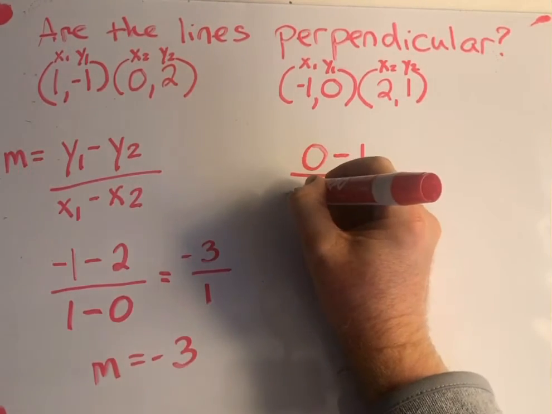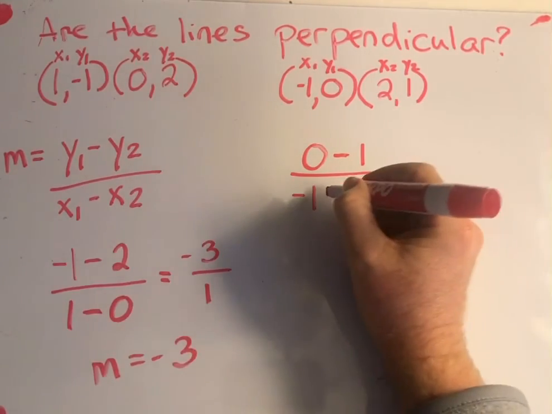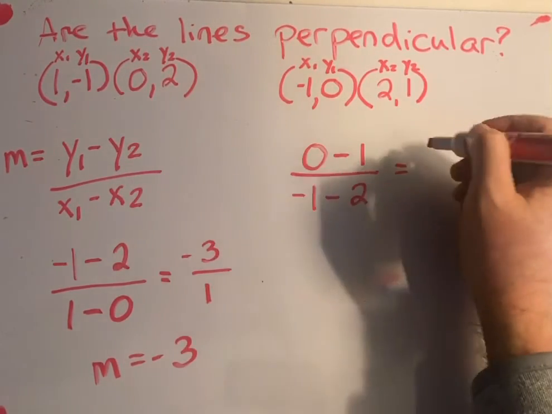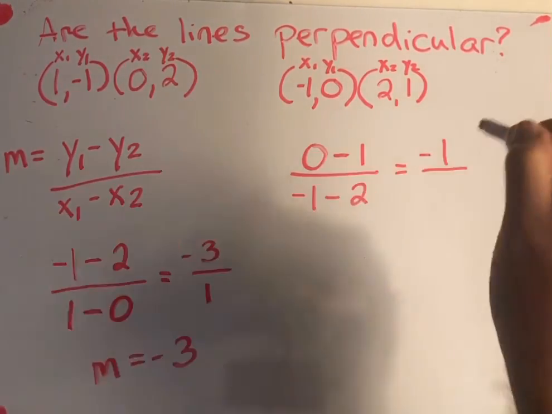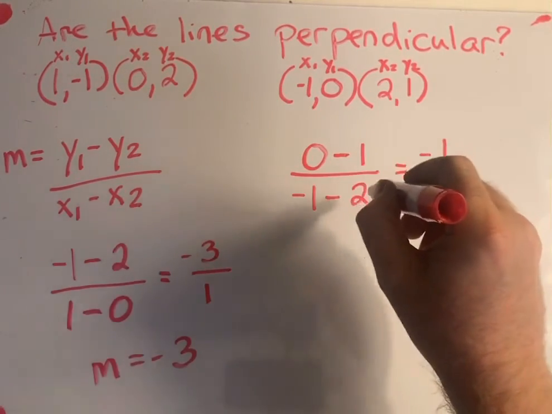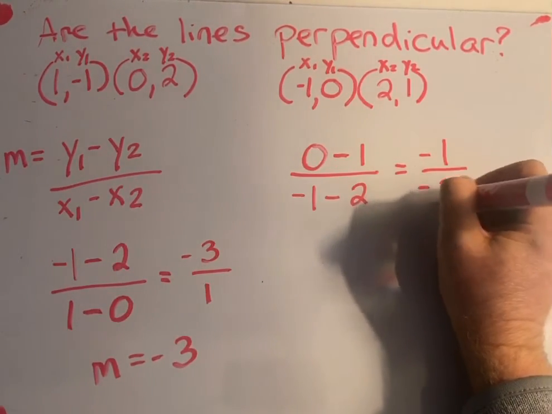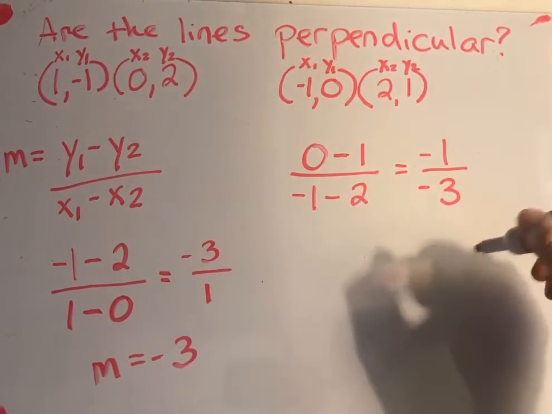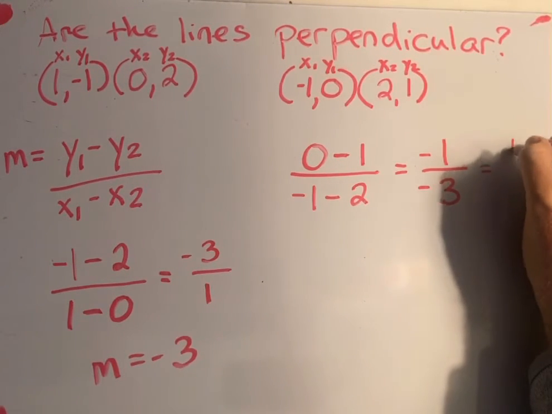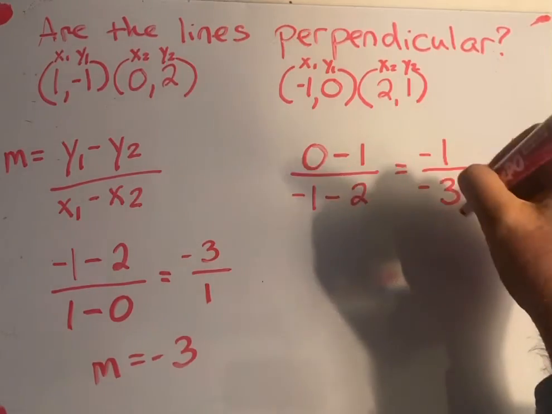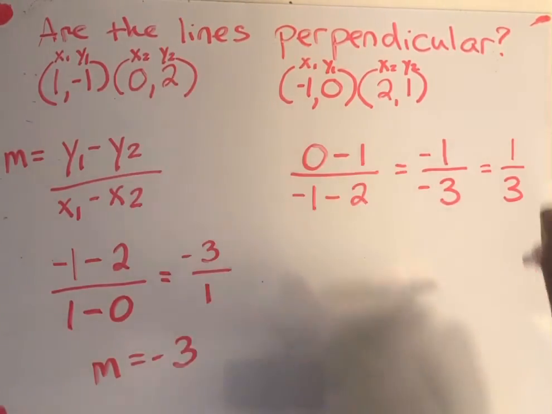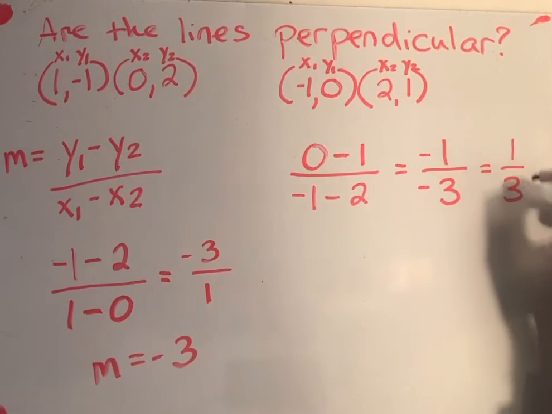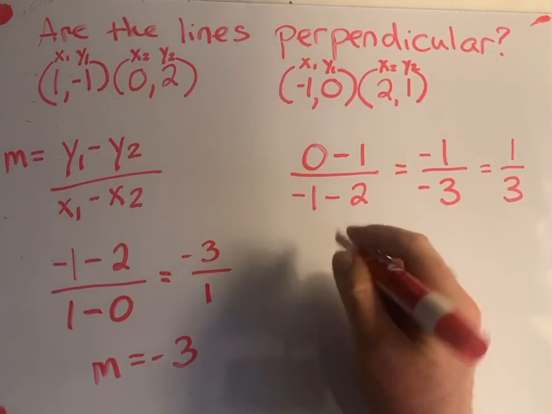x1, which is -1, minus x2, which is 2. So 0 minus 1, that's -1. -1 minus 2 is -3. All right. A negative over a negative is a positive. So we leave this as 1 over 3. This is not 3, because the 3 would have to be on top if it was 3. This is actually 1 over 3. So -1 over -3 is equal to 1 over 3. So 1/3.